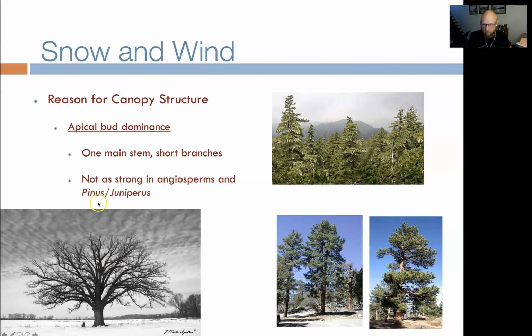So apical bud dominance is where you have one main stem with really short branches. In the evergreen gymnosperms, it's very common, but a little less common in pines and junipers. So these two pictures here on the bottom right are of different pine species. And you can see it has that apical bud dominance where you have a fairly strong central stem, but those branches are starting to get pretty long, especially this one on the right. So it's not in every genus, or sorry, every family too. Not in every family of evergreen gymnosperms, but it is pretty common.